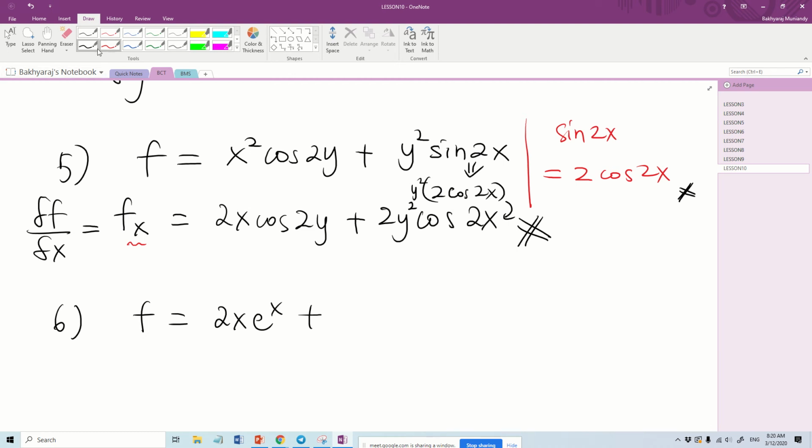Okay, very good. Next, I give you x squared exponent x plus y squared exponent 2x. Now I want to differentiate with respect to x.